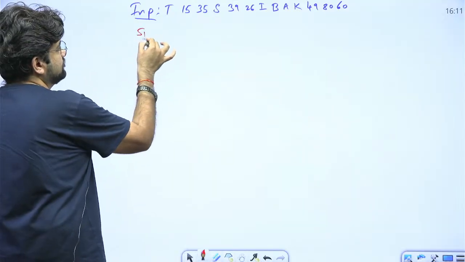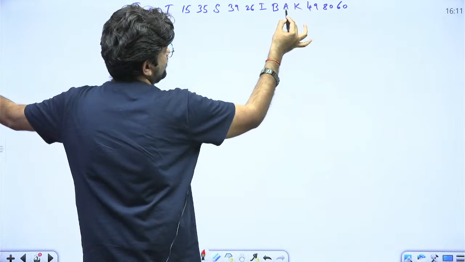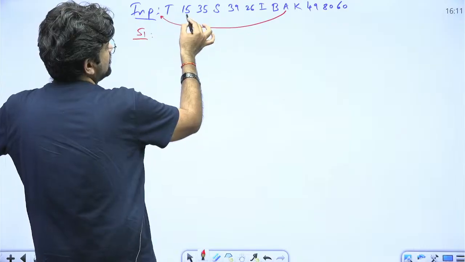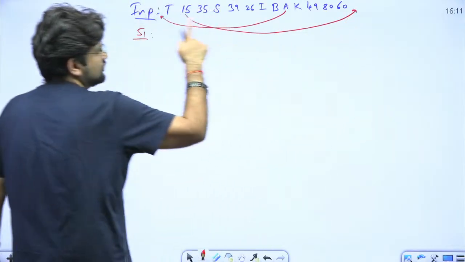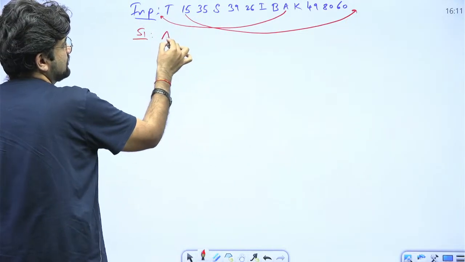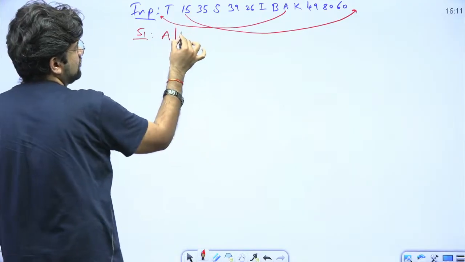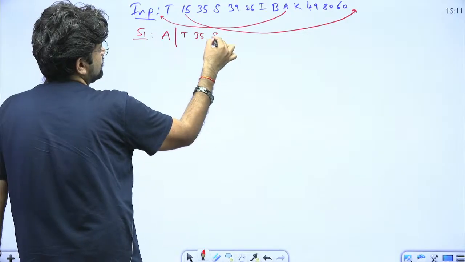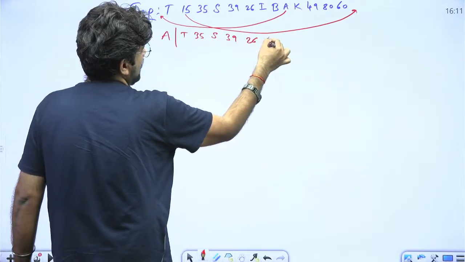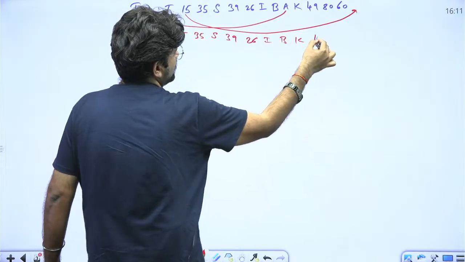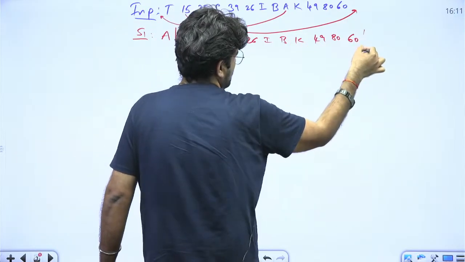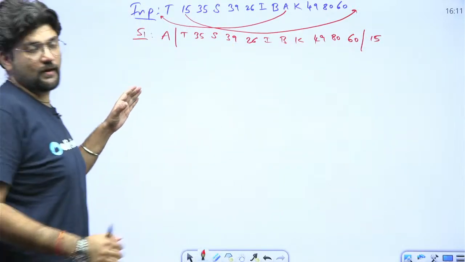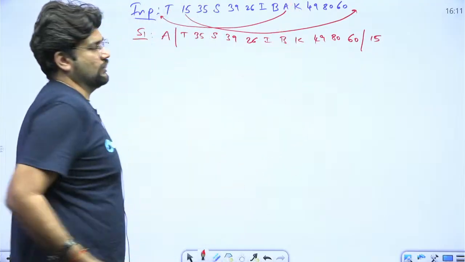So step 1, the smallest letter is what? A. So A is going to come first. And the smallest number is what? It is 15. So 15 is going to go at the back. This is the movement. Okay. So when A comes at the front, it will push the rest of them behind. So this will be T, 15 is gone, T, 35, S, 39, 26, I, B, K, 49, 80, 60 and 15 has come here. Now I have drawn these two vertical lines for you to understand this is what pushback means. They have changed and they pushed the rest of them together.